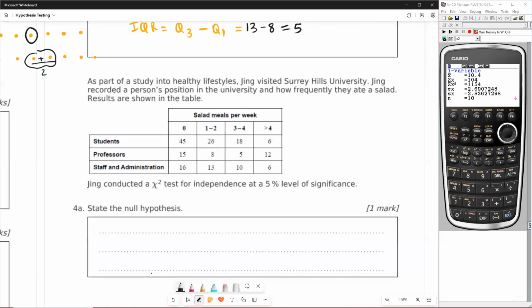State the null hypothesis. This is a test for independence, which means that the initial assumption was about independence. It was that the number of salad meals a person eats a week, the number of salad meals per week is independent of a person's position in the university.